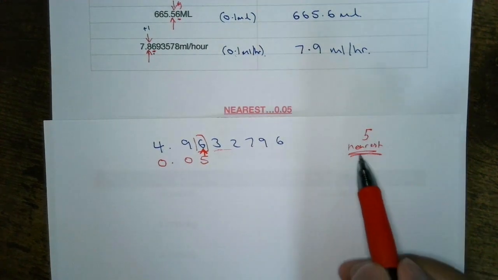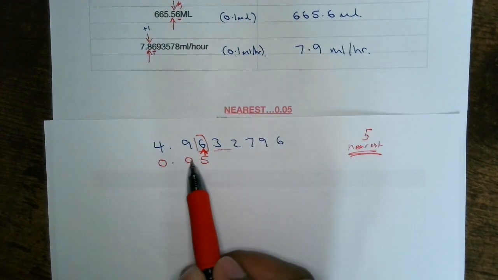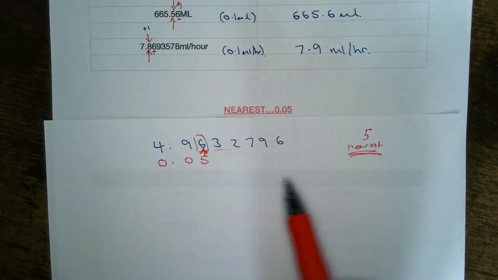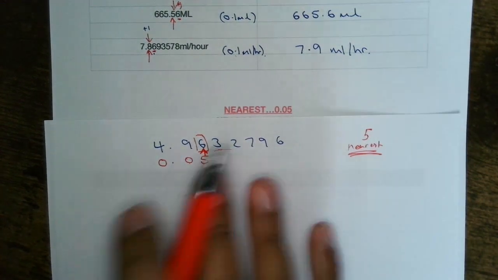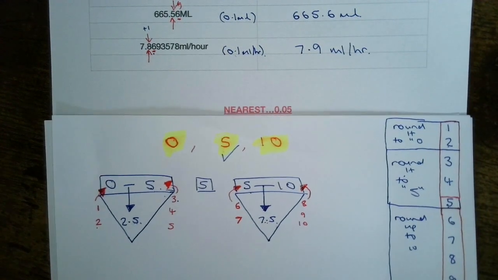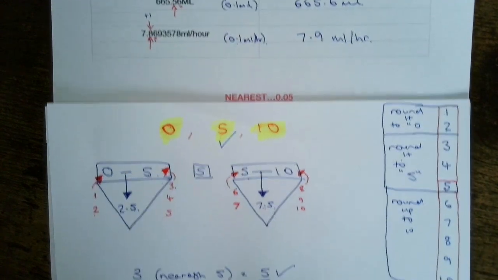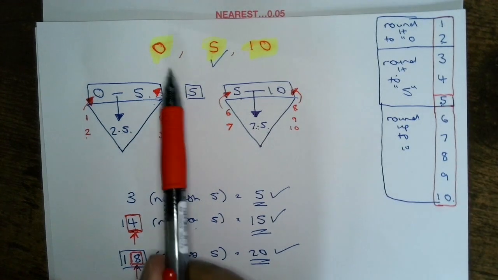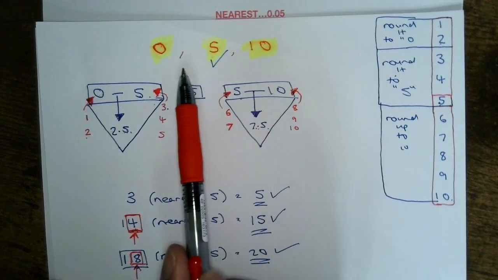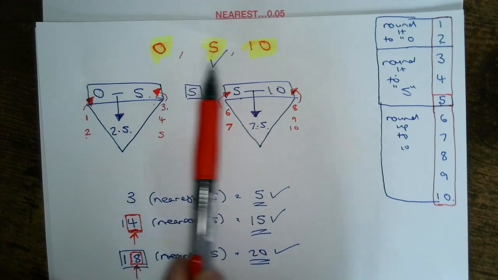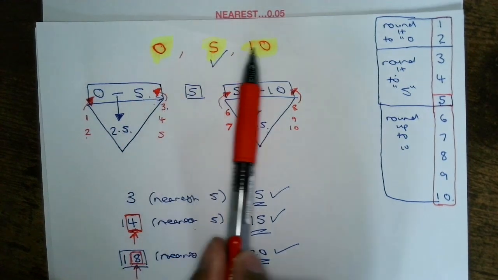But when you round to the nearest 5 or 0.5 or 0.05 or 0.00005, you want to use that method that we discussed earlier on. Let me find it. Here you go, I've got it. Here's one I made earlier. So when we were looking at rounding to the nearest 5 earlier, we said that it's got to be 0, 5 or 10.